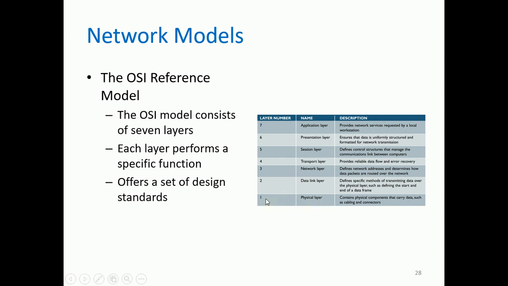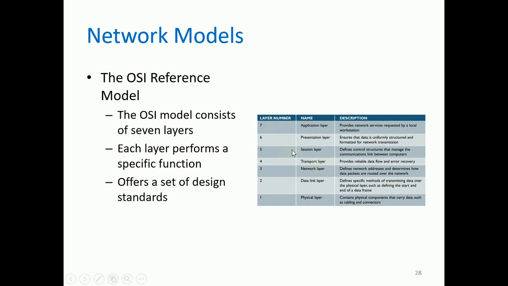Layer 1 is the physical layer, which contains physical components that carry data, such as cabling and connectors. For layer 2, the data link layer defines specific methods of transmitting data over the physical layer, such as defining the start and end of a data frame. For layer 3, we have the network layer, which defines network addresses and determines how data packets are routed over the network. Layer 4, the transport layer, provides reliable data flow and error recovery.